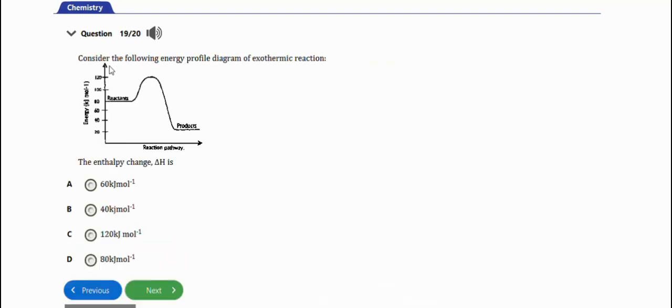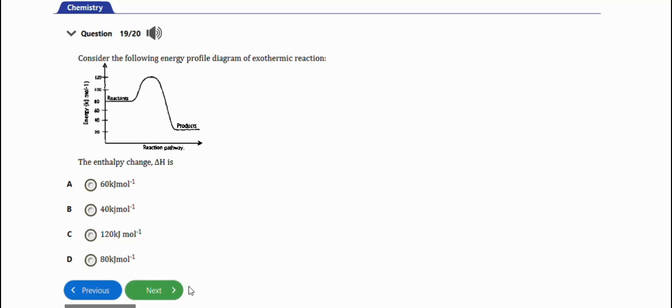It says, consider the following energy profile diagram of the exothermic reaction. The enthalpy change ΔH is, so guys, the enthalpy change here will be, our product value is 20, our reactant value is 80. So what you're going to do is 20 minus 80, you're going to have minus 60 kilojoule per mole. So the right answer is option A. This is meant to be minus 60 and not 60. It's meant to be a negative value since it's exothermic. Alright, so just a slight error in sign convention, but the answer is A.